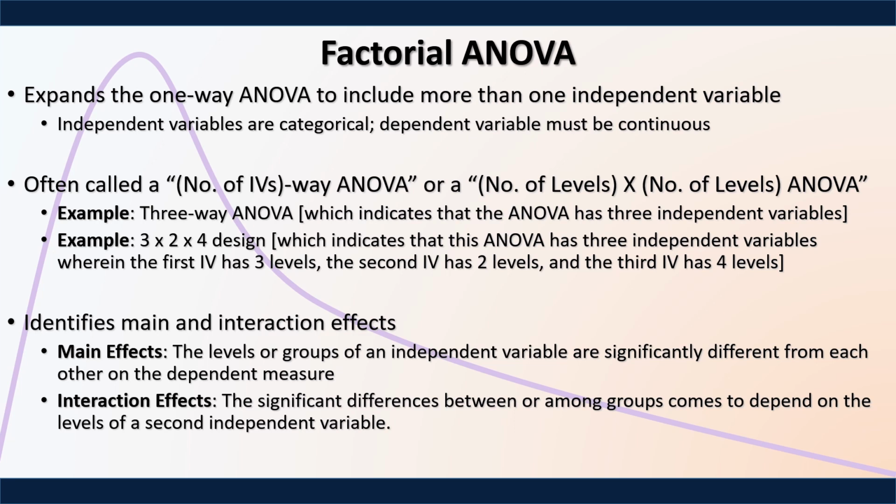Factorial ANOVAs identify pretty much the same thing as one-way ANOVAs. That is, it'll tell you differences among groups for each independent variable. But it can also identify what we call moderations or interaction effects. Moderation occurs when differences in the dependent variable between or among groups of one independent variable depend on the third variable. I'll explain more about this later in this video.